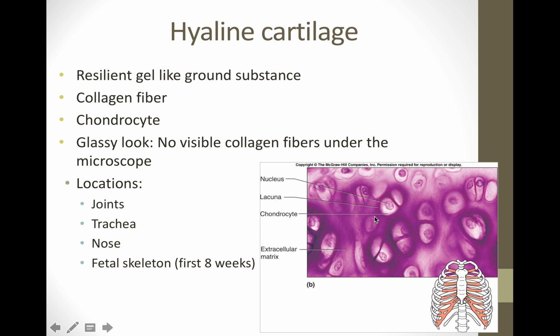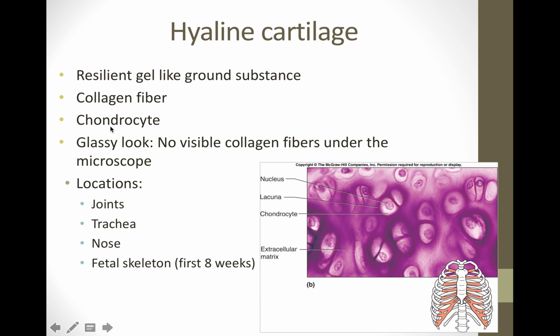Hyaline cartilage is a relatively common type of cartilage. It has a significant amount of collagen fibers. It is relatively resistant, and the interesting fact is that the collagen fibers in this type of tissue do not stain when the tissue is being prepared. So what you get is a relatively uniform, glossy looking background because the collagen fibers are not being stained.